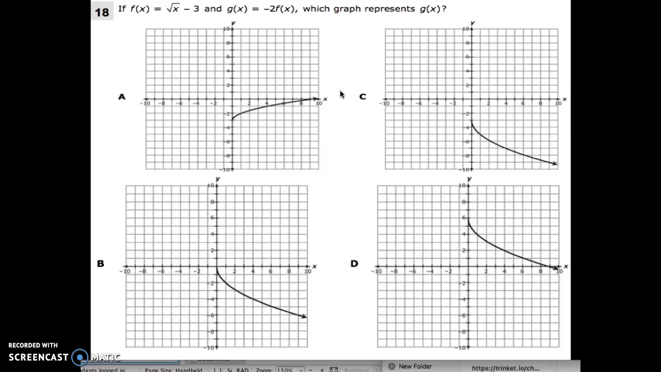Question number 18. We're given an equation and we're asked to figure out which of these graphs represents g of x, where g of x is negative 2 f of x. Okay, well, let's start with f of x. Let's start with the one they gave us.